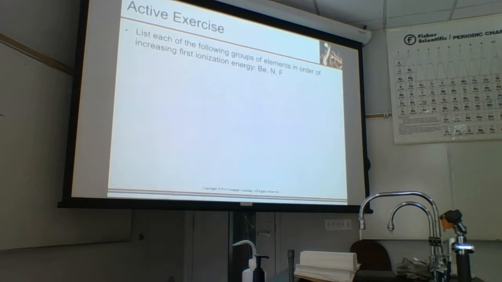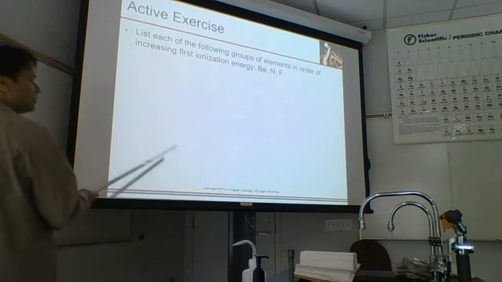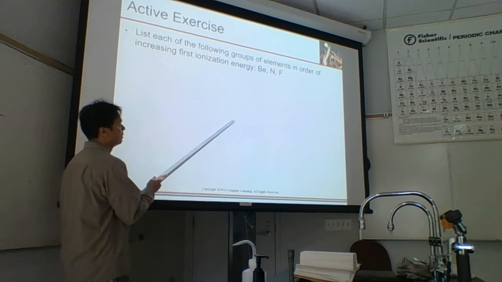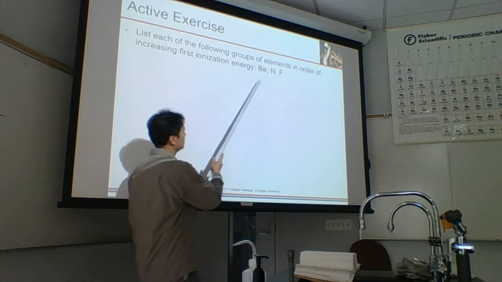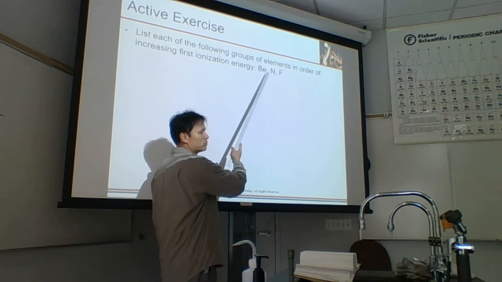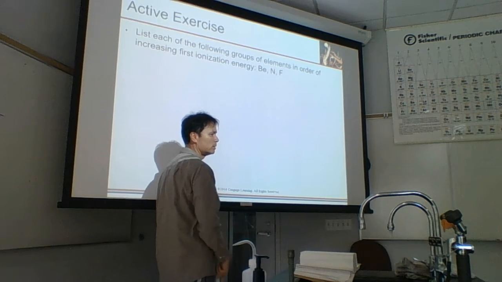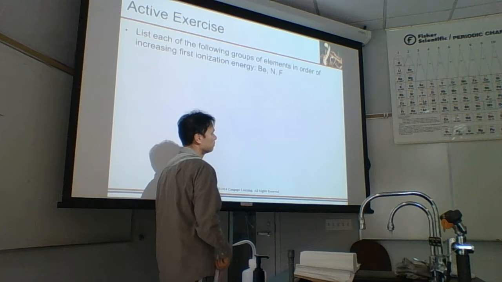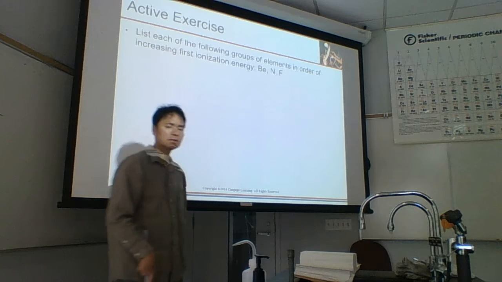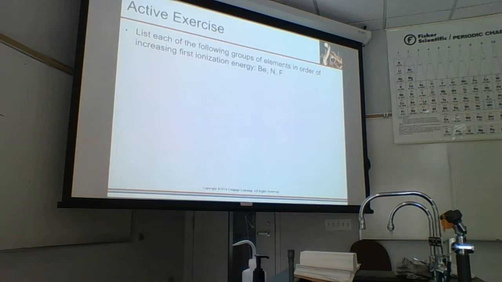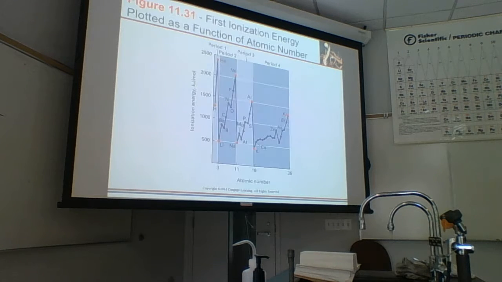So let's get some practice here. Beryllium, nitrogen, fluorine. Beryllium, nitrogen, fluorine are all in the second shell. And so we just look at the size. Which one should be the biggest, which one should be the smallest? So what happens with size if we're in the second shell?